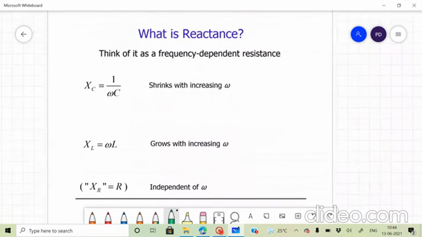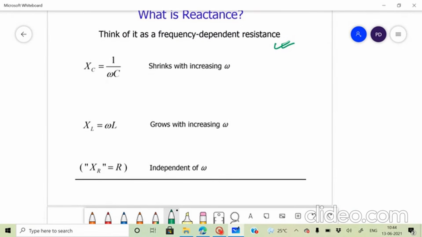So now what is reactance? Think of it as a frequency dependent resistance. Normally resistance is a quantity which does not depend on frequency, but think of it as a frequency dependent resistance. So look at this, this is the reactance offered by the capacitance. This is 1 over omega C. Xc, the reactance offered by the capacitor, shrinks when you increase omega. So that means Xc decreases when omega increases.